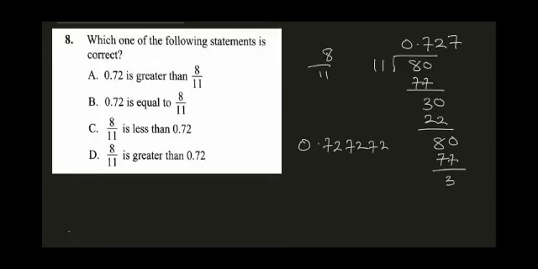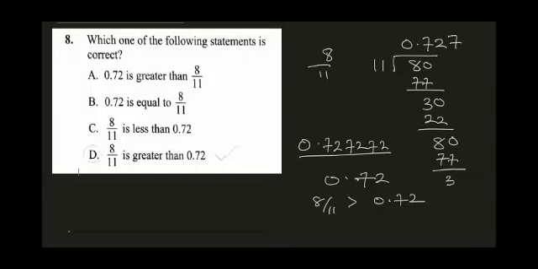Now look at this number and compare it to 0.72. You will notice that 8 over 11 is greater than what? 0.72. So the correct answer here is going to be D. So I'm going to circle my D.